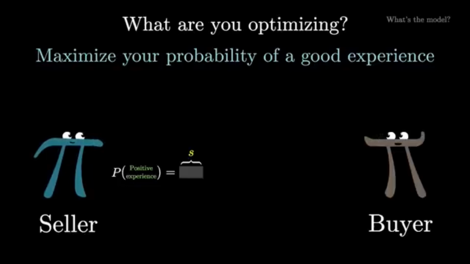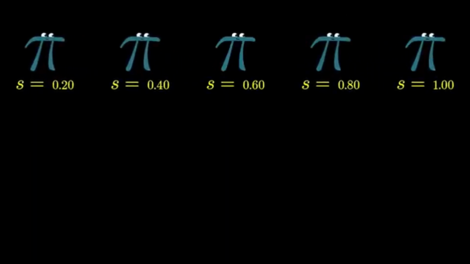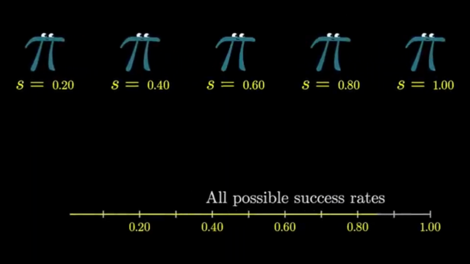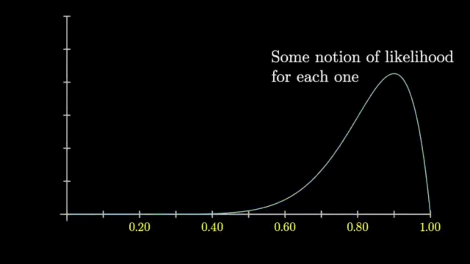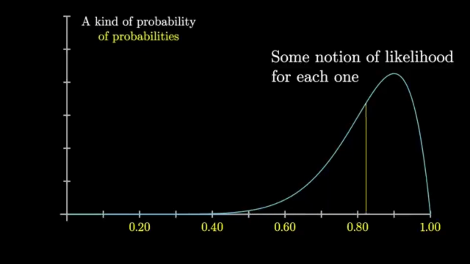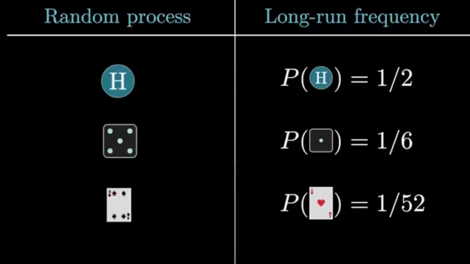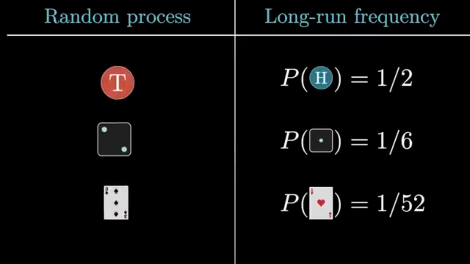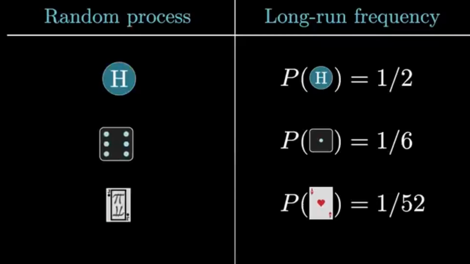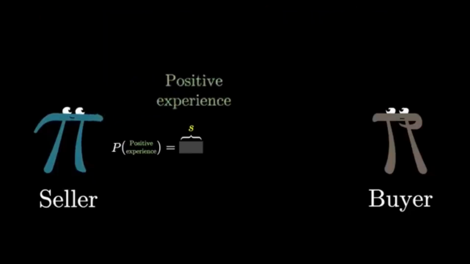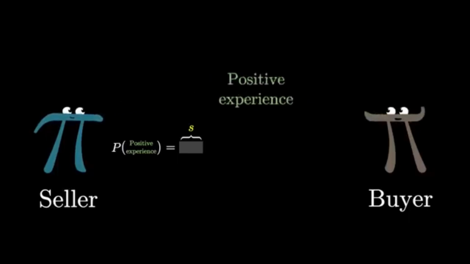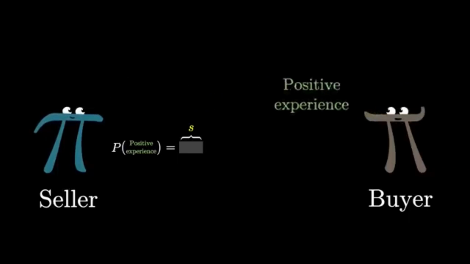So think about this here. We've got many different possible success rates for each seller, any number from 0 up to 1. And we need to say something about how likely each one of these success rates is, a kind of probability of probabilities. Unlike the more gamified examples like coin flips and die tosses and the sort of things you see in an intro probability class, where you go in assuming a long-run frequency, like 1/2 or 1/6, what we have here is uncertainty about the long-run frequency itself, which is a much more potent kind of doubt.